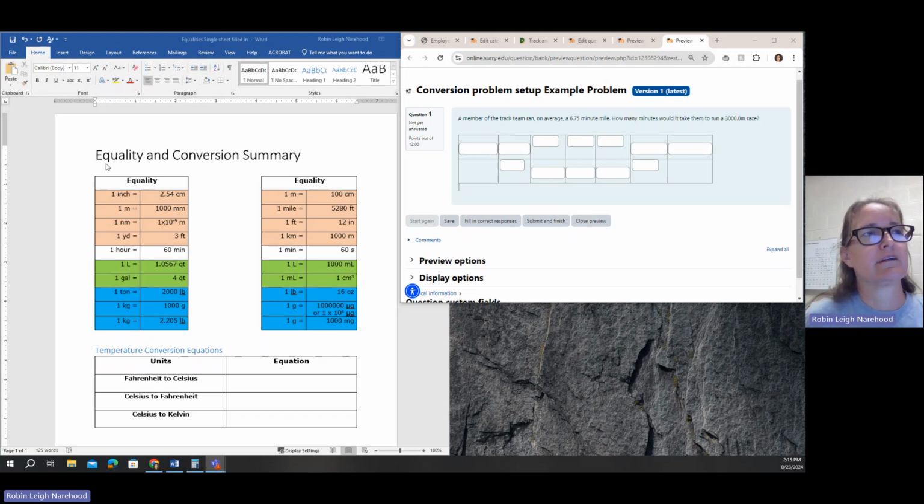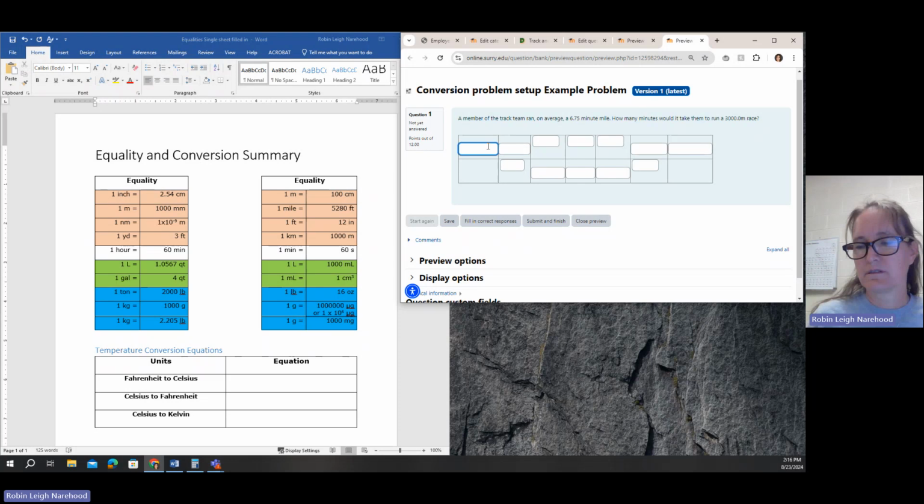So what I have up here is an example problem that I created today so that I could walk you through one of these. And so the question: a member of the track team ran on average a 6.75 minute mile. That's 6.75 minutes per mile. How many minutes would it take them to run a 3,000.0 meter race? So you see there's a number here, 6.75 minutes per mile, but that is not the measurement. The measurement is how long that race is and how many minutes it will take.